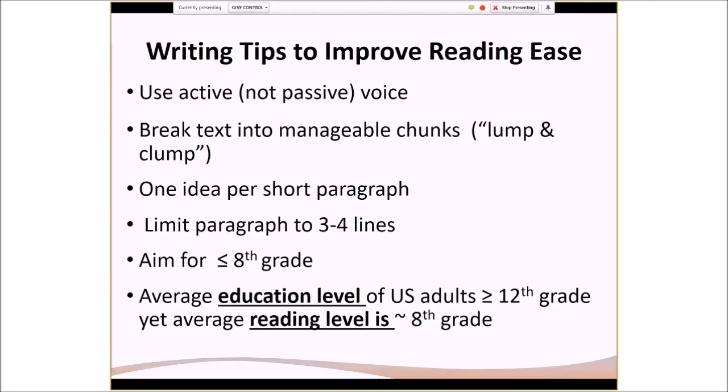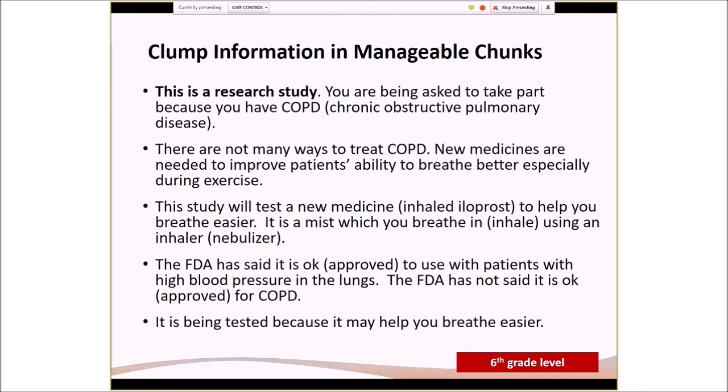But the reading level is just the tip of the iceberg. And to have a lower reading level, you have to have shorter sentences and shorter words. The average education level of adults in the U.S. is 12th grade or higher, but the average reading level is about 8th grade. And their comprehension level may be about 5th or 6th grade.